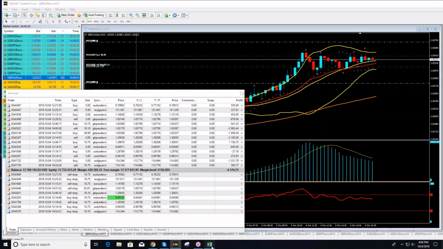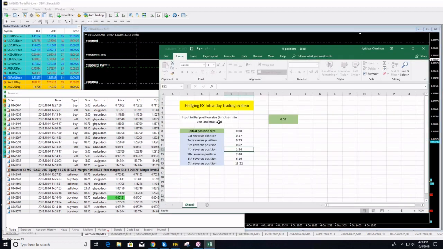So make sure you use proper position sizes, depending on your account balance. For this system, the minimum position size you can start a trade is 0.05 lots, and the maximum is one lot. It's up to you to decide on which Forex pair or pairs you will follow us, and it's up to you to decide what the initial position size of the trade will be. So I have all the scenarios here up to the seventh reverse position.